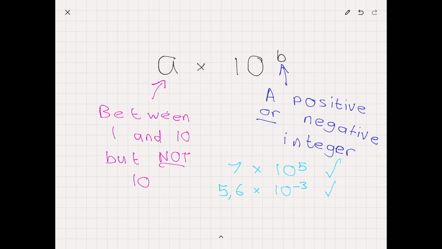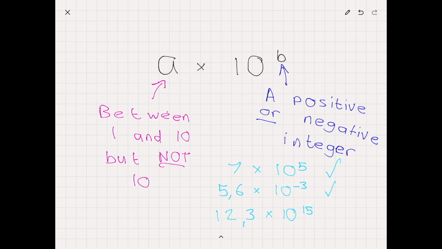So this one is indeed a value which is in standard form. Now if we go for something like 12.3 times 10 to the power of 15, so pretty big. Now the b value here, that is a positive integer, 15 is a whole number, boom. But 12.3, that's not between 1 and 10.